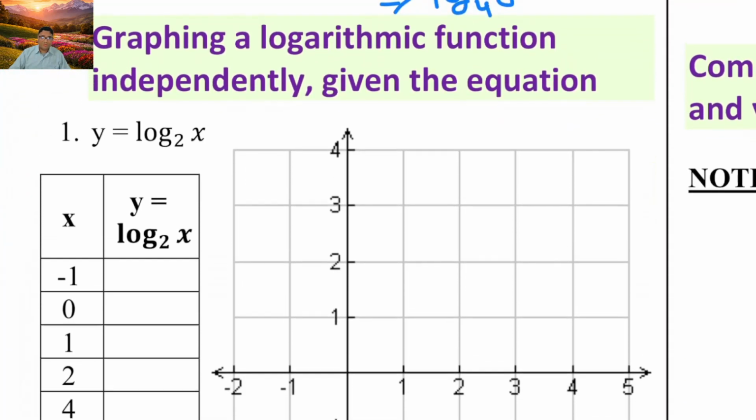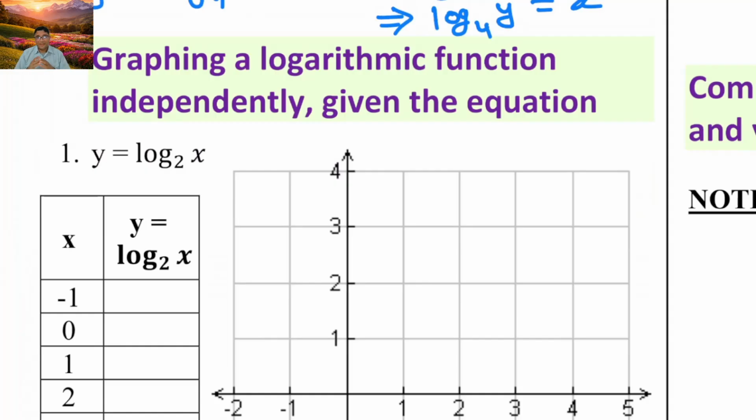We will go to more concepts. Now, we graphed the logarithmic function just now as the inverse of the exponential function, and we didn't do any other analysis. I just graphed it as an inverse. Now let us graph it independently, just from the equation of the log.